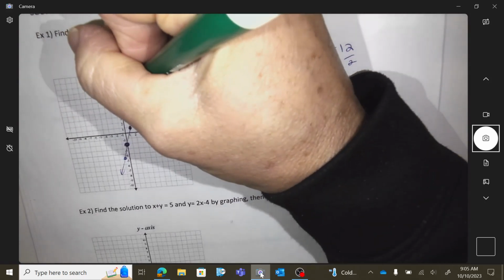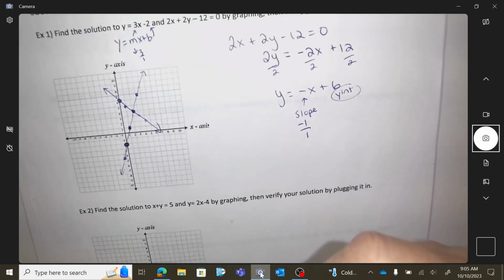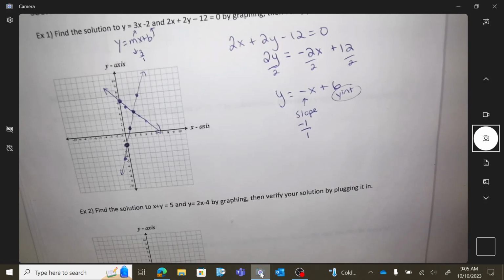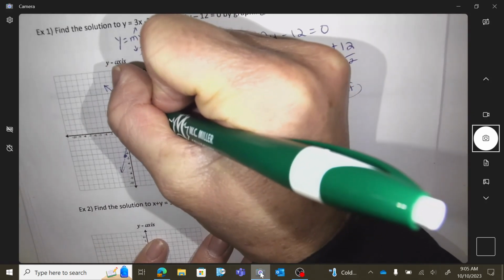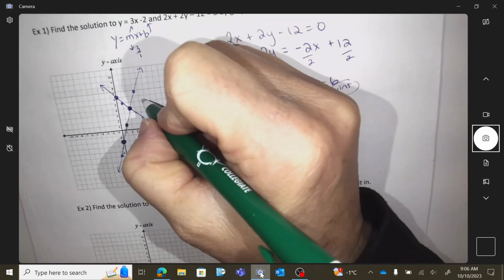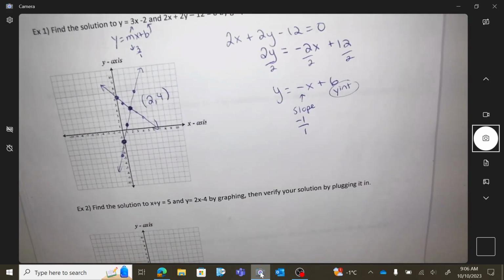Okay, so the point of this now is to say, where does this line equal that line? So where do they intersect? They have intersected, and I have to figure out the answer, which is the coordinate where they intersect. So that would be, I'm getting 2, 4. Is that what your lines are doing on your paper as well? 2, 4.